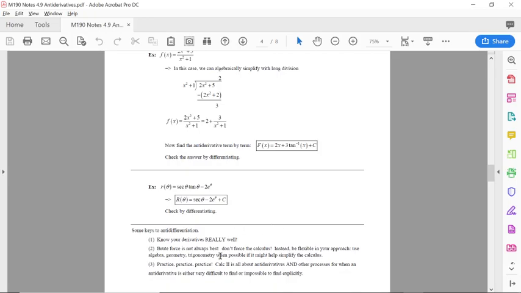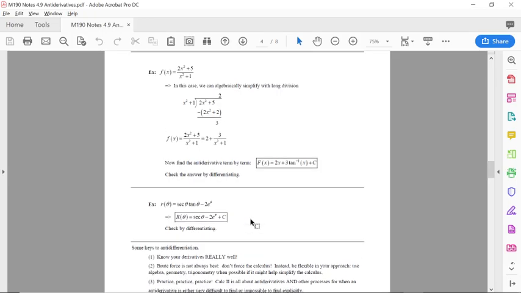Brute force is not always the best. That is, just going straight for trying to do the calculus on what you're given is not always the best choice. If you just tried to take an antiderivative of this, I'm saying brute force, I'm saying by ignoring all the algebra and just trying to go straight for the answer right away.